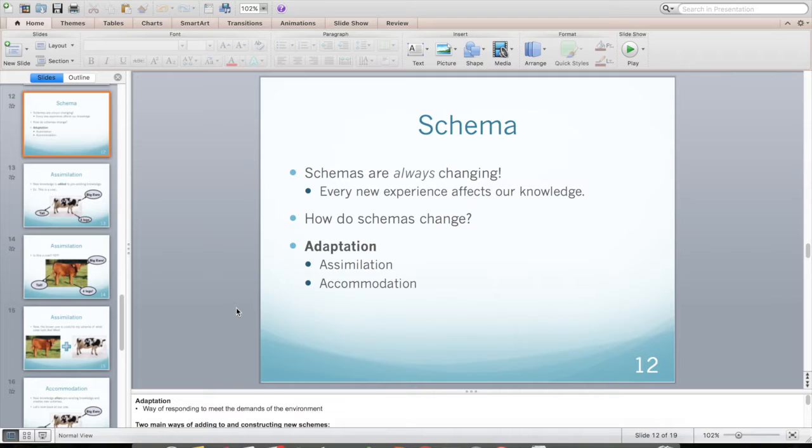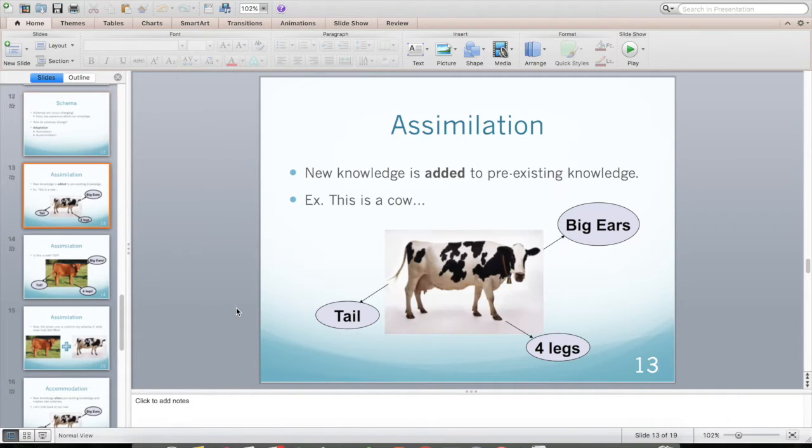So if we are really learning, our schema should be always changing. And it changes through adaptation, but specifically, it changes through assimilation and accommodation. So assimilation is when we add things to our pre-existing knowledge. That's when I take out my box about weddings and I add more to my box.